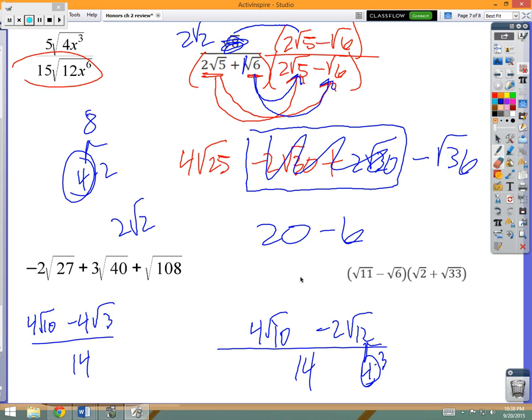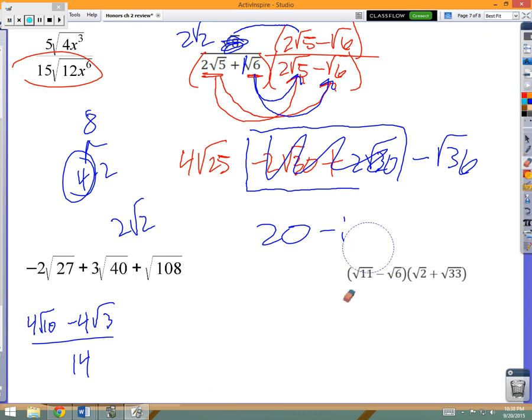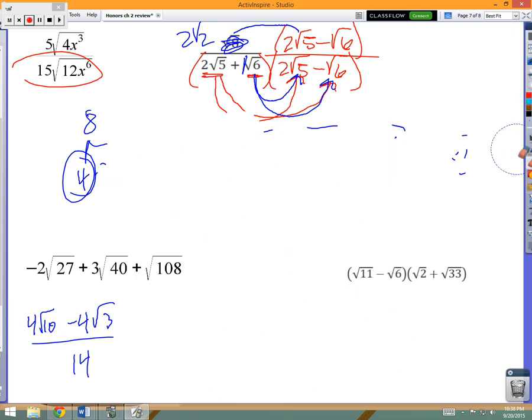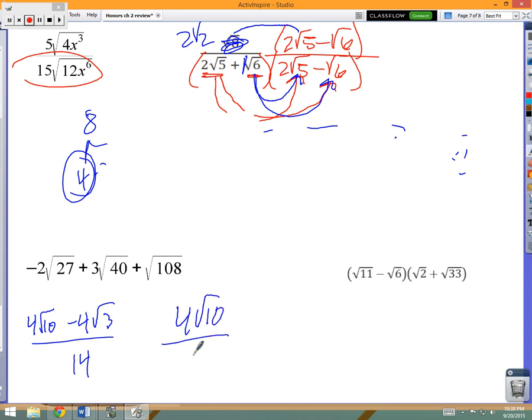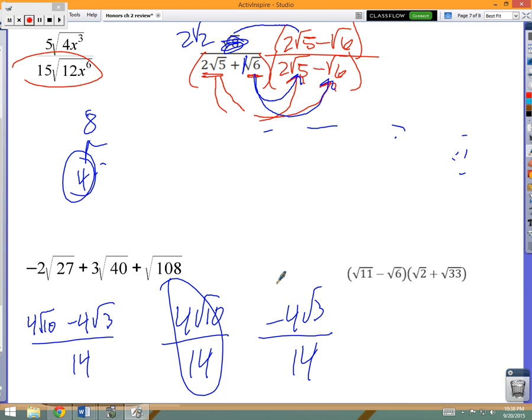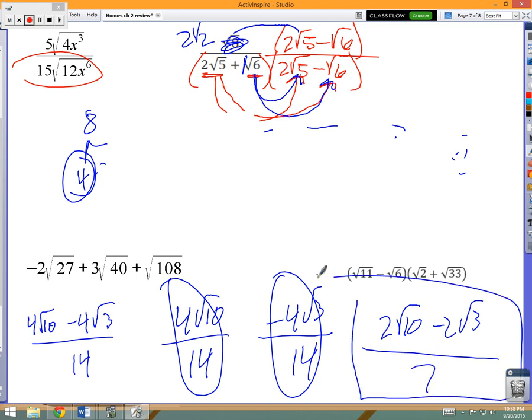But that's not the final answer because you're dividing by 14, and we can actually divide both of those by 14. 4 square roots of 10 divided by 14, and the minus 4 square roots of 3 divided by 14. These play together. 4/14 is the same as 2/7. So 2 square roots of 10 minus 2 square roots of 3 over 7. This is it. That's your final answer.